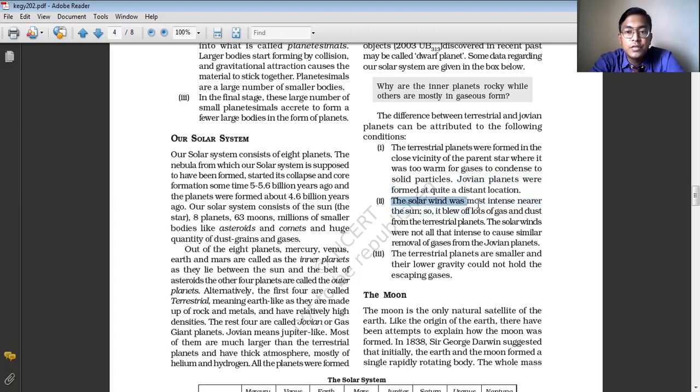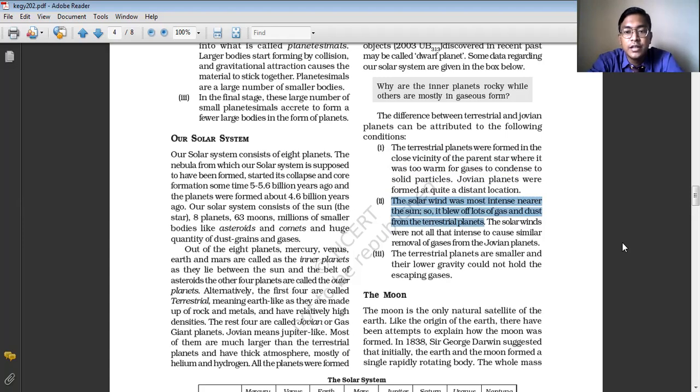The solar wind was most intense near the sun, so it blew off a lot of gas and dust particles from the terrestrial planets. We also say solar storm, which refers to planets, stars and dust particles moving at a very fast speed in the solar system. The solar wind was very strong, and because of it, the hydrogen and helium gases present in the terrestrial planets were blown away.